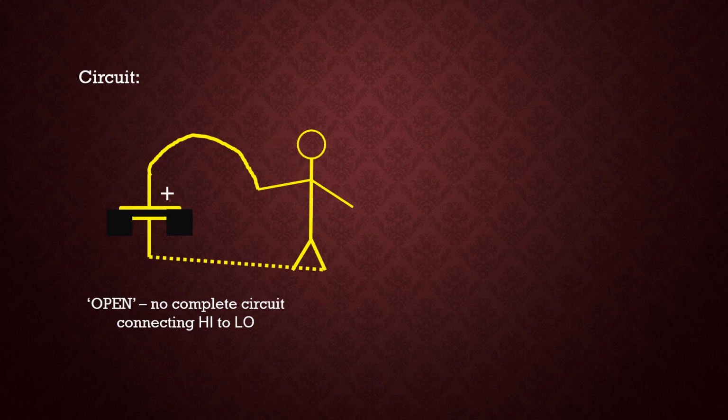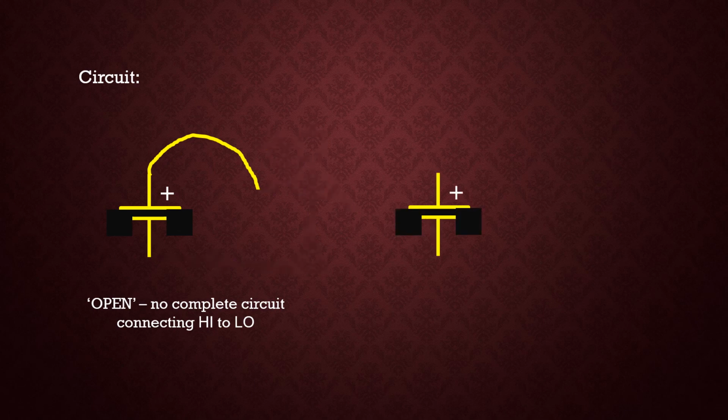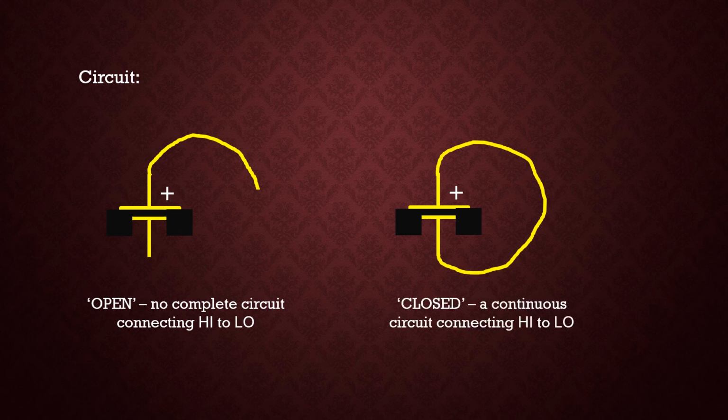Very morbid. Okay, by comparison, we have what are called closed circuits, where you make a complete loop connecting the high and the low end of the potential source. So again, as in the previous little morbid demonstration, your body can potentially become the closing of the circuit.